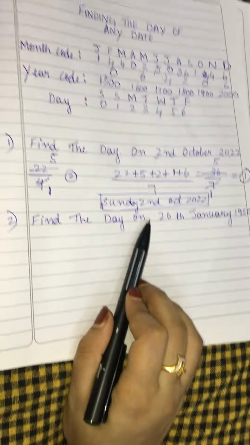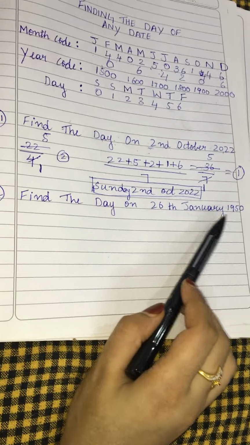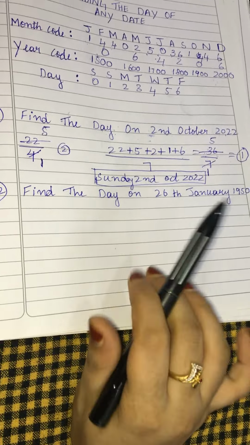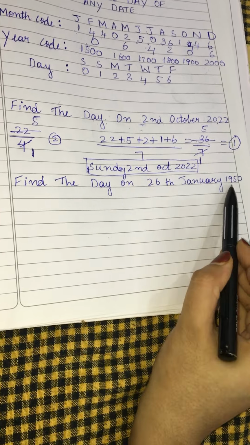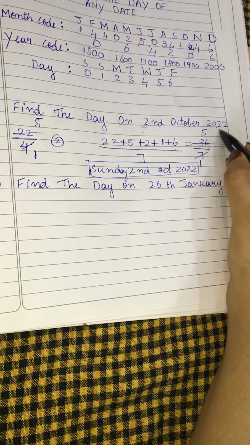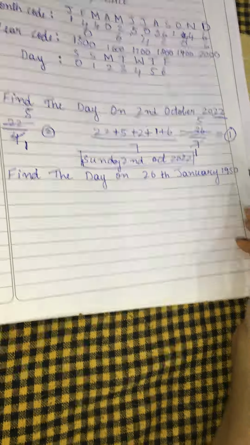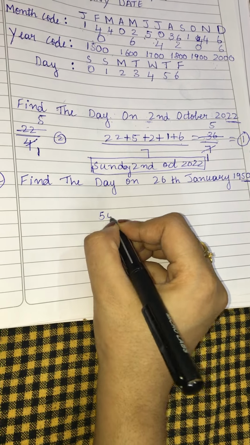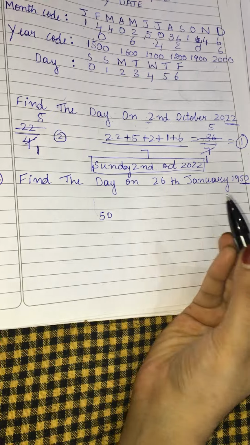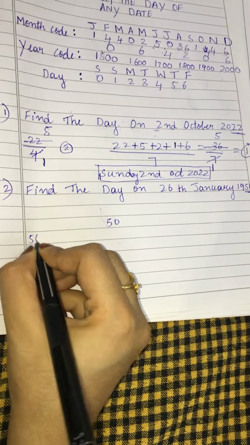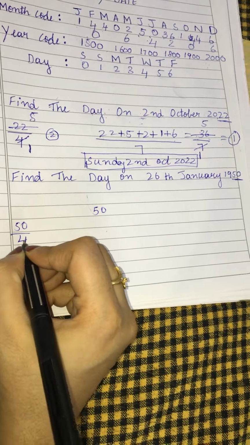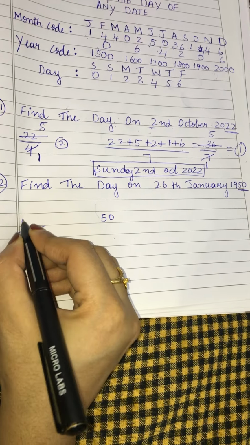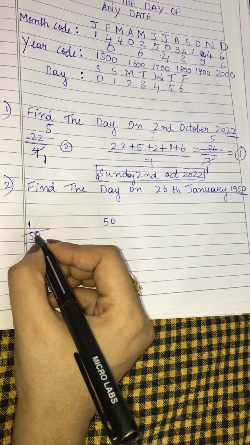Now let's do the next sum. Find the day on 26th January 1950. Okay, what was the first step we'll take? We will take this 50. See, here we took 22 first, right? Now here we'll take this 50. Now we will divide it by 4. 50 divided by 4, by 4 because of leap year. 4 ones are 4. 1 will be the remainder here.